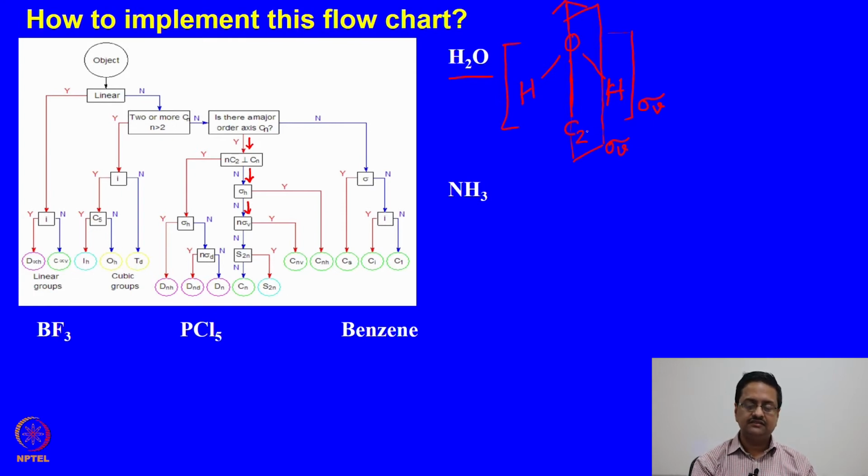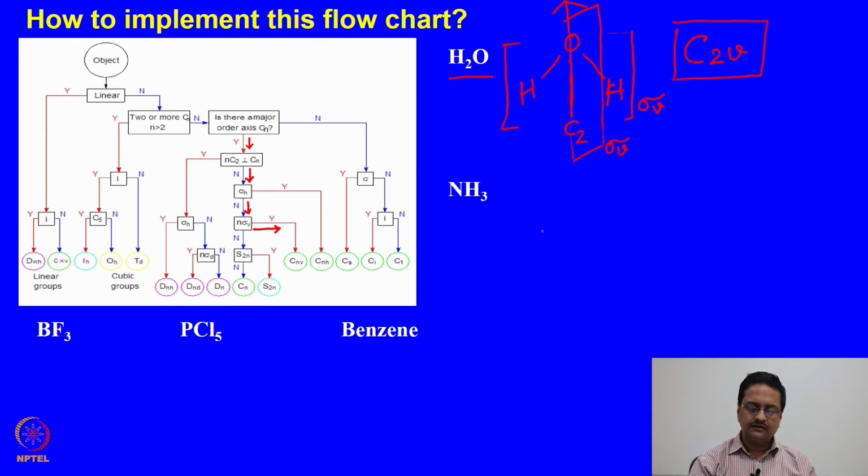So, water molecule has 2 sigma v's. This molecule has C2 and 2 sigma v's, the answer is yes. So, we move towards the right and write the point group as C2v. The way I am writing is capital C, small 2 as a subscript and v also as a subscript. So, C2v is the point group of water.